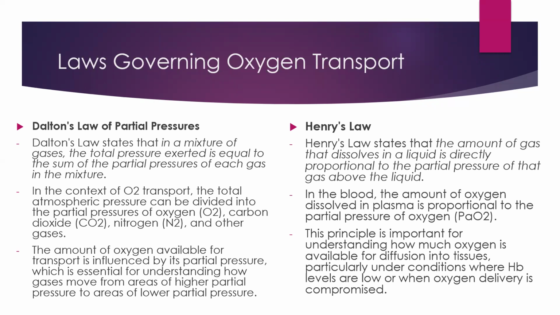So in the context of oxygen transport, the total atmospheric pressure can be divided into the different pressures that each of the constituents of air has, like oxygen, carbon dioxide, and nitrogen. And I showed that before. So the amount of oxygen that is available for transport, therefore, is influenced by its partial pressure. So when you have an increase in partial pressure of oxygen, the amount of oxygen that is being transported to the tissues will invariably increase.